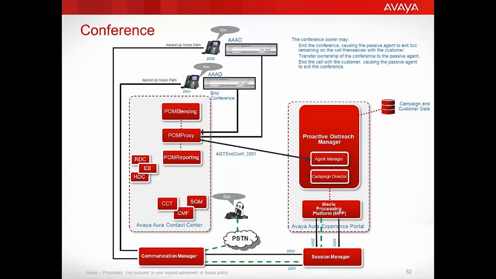The conference owner may also end the call with the customer. If they do this, they cause the passive agent to exit the conference as well. And the call that you will see in the POM proxy is AGT end call.